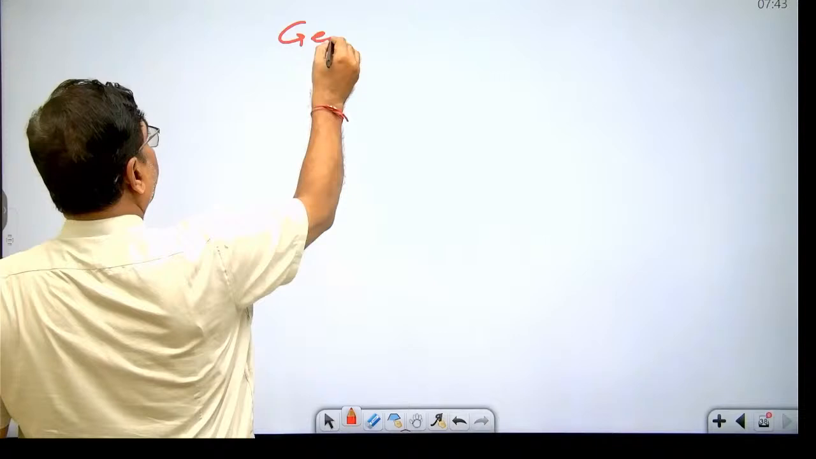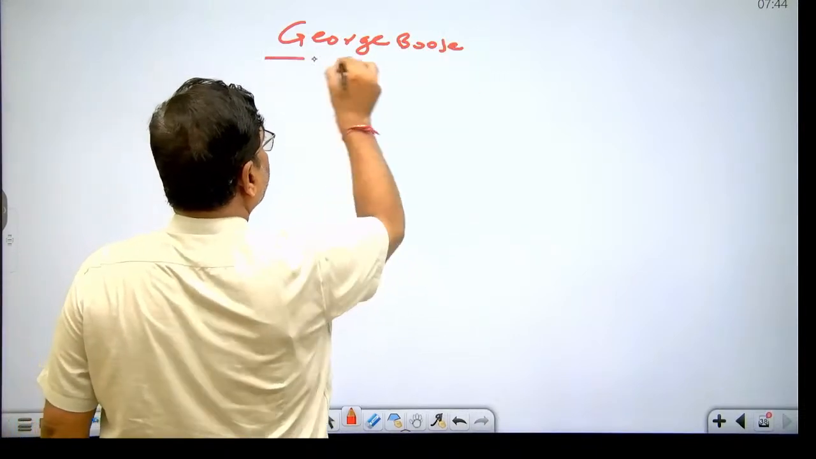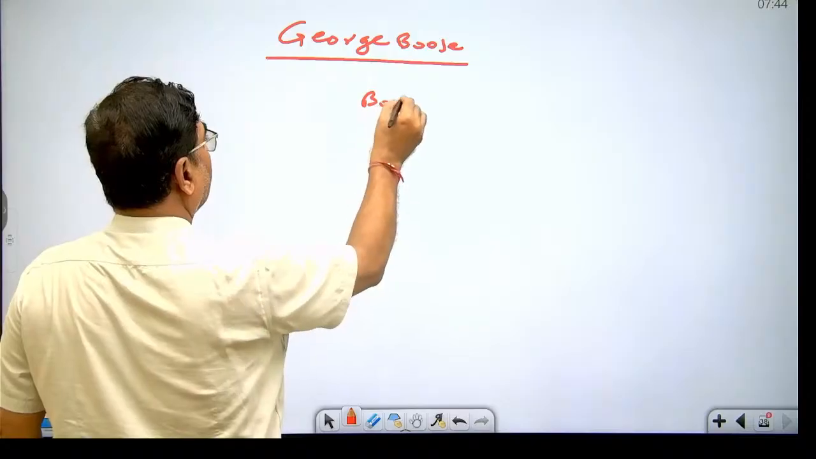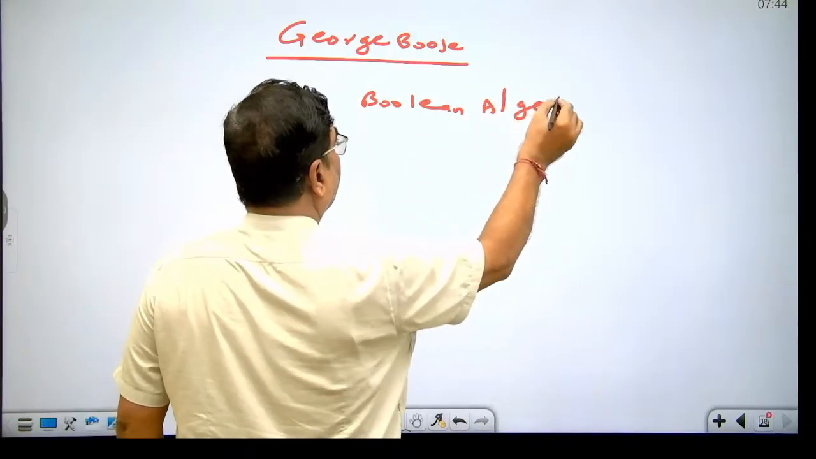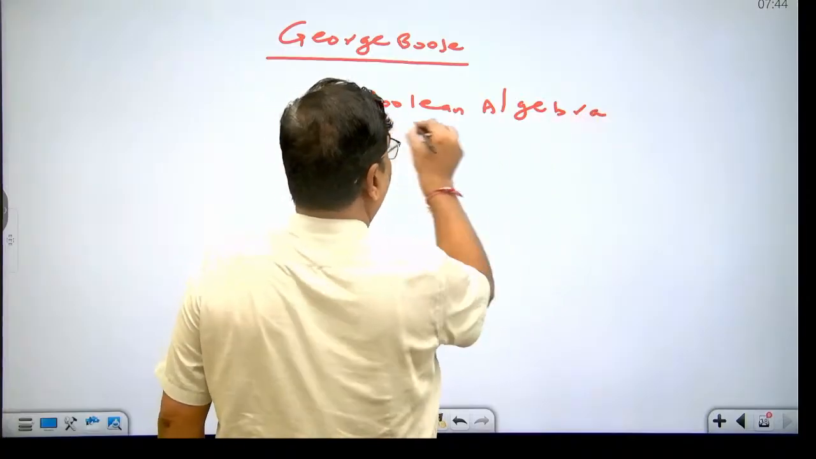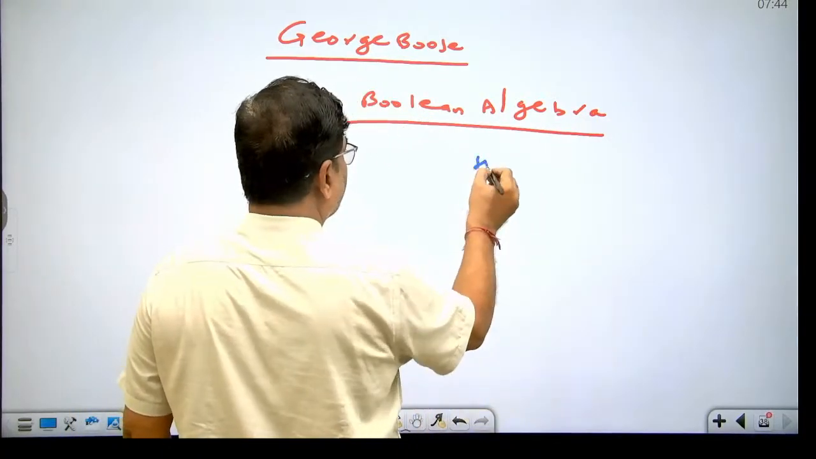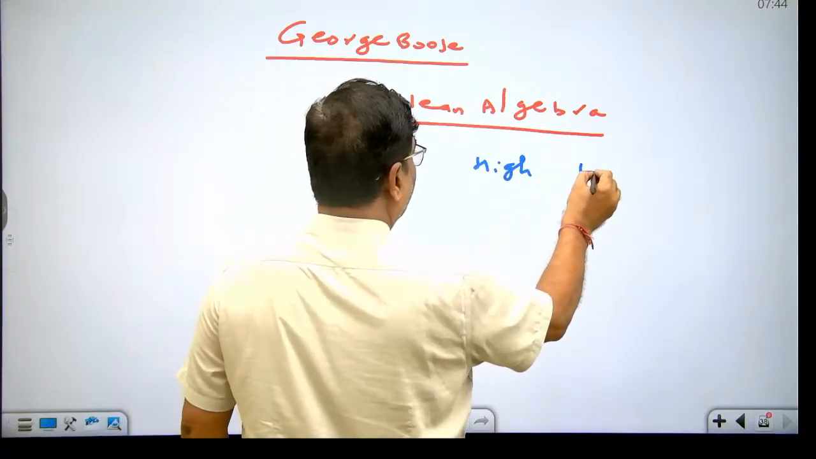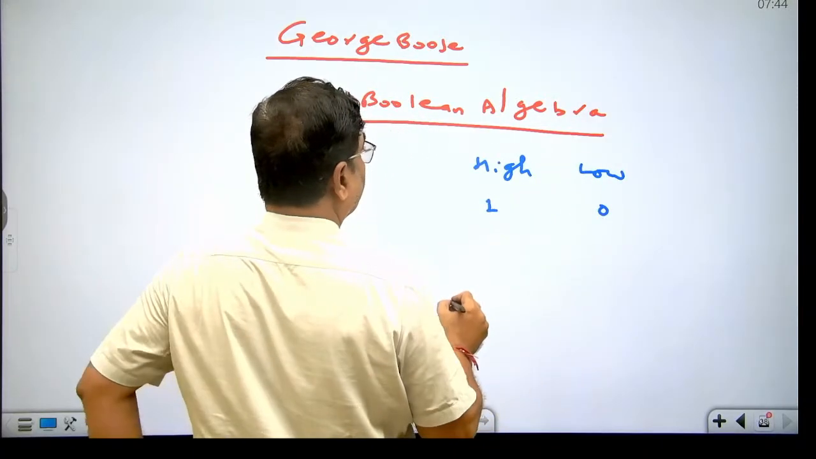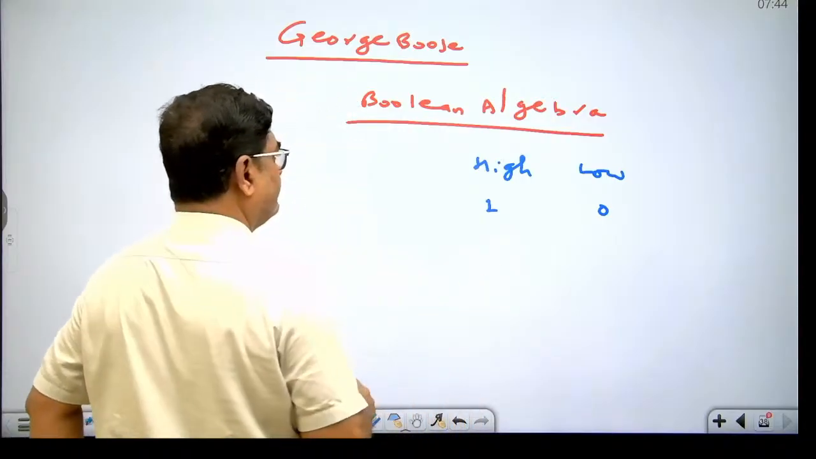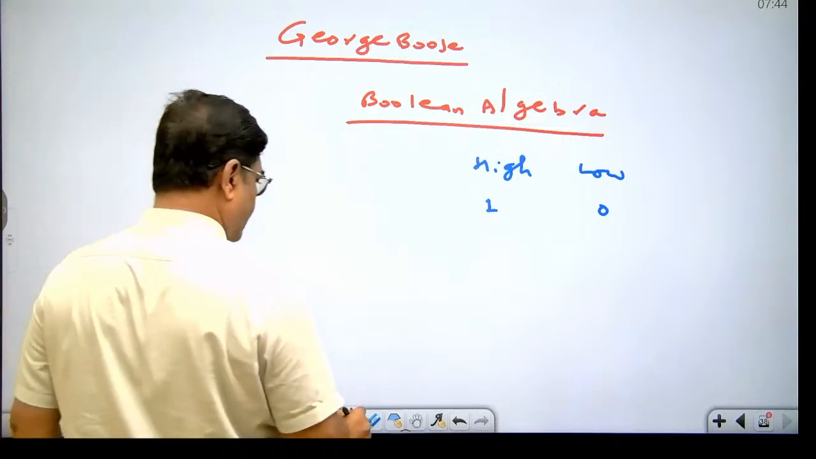A scientist named George Boole defined Boolean algebra. There are two terms, one is high, another one is low. To high he wrote 1, to low he wrote 0. Okay, like that. And he gave some expressions to solve digital electronics problems like this.